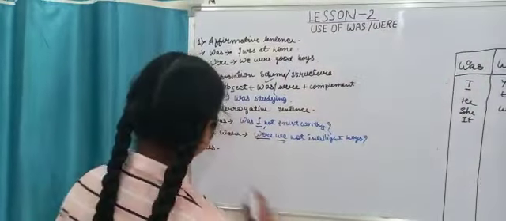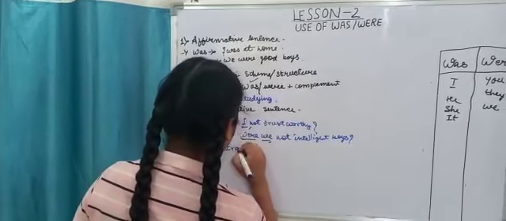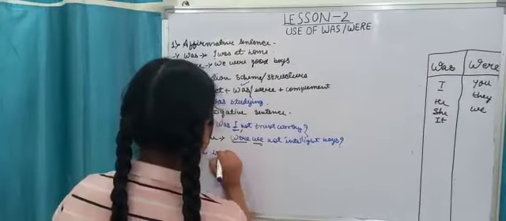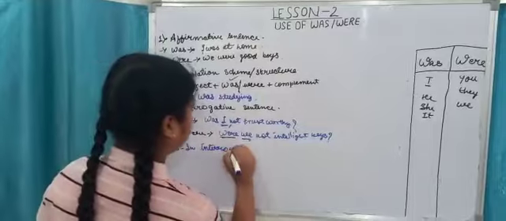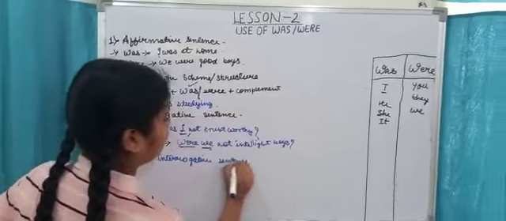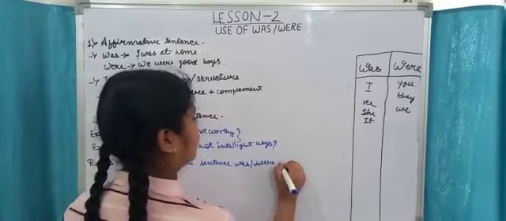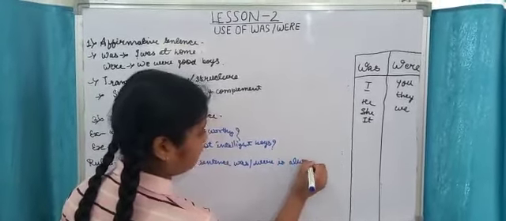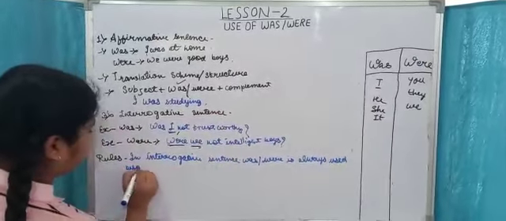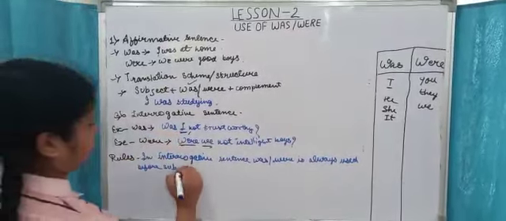So the rule is, in interrogative sentences, was or were is always used before the subject. Subject is the doer of the action, like I and we.